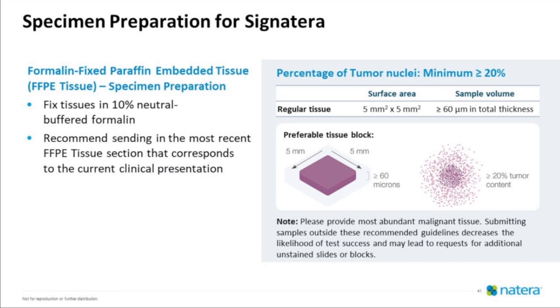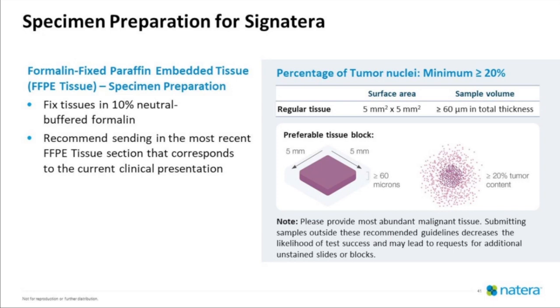So specimen preparation, this is going to be very important for our pathologists here. FFPE tissue obviously needs to be fixed in 10% neutral buffered formalin. It's recommended to send in the most recent tissue that corresponds to the current clinical presentation. So, probably best to get your tumor tissue from the full tumor resection in the setting of a resection, as opposed to a small piece of biopsy. The more tissue, the better.